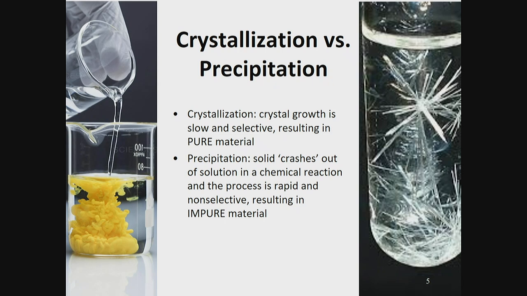So look at the difference, first of all, between these two ideas. Crystallization is slow, selective, results in pure material. So this is what we want to achieve when we're trying to clean up a dirty solid. And precipitation happens so quickly that it's non-selective, and it usually results in a mixture of material that has impurities in it.